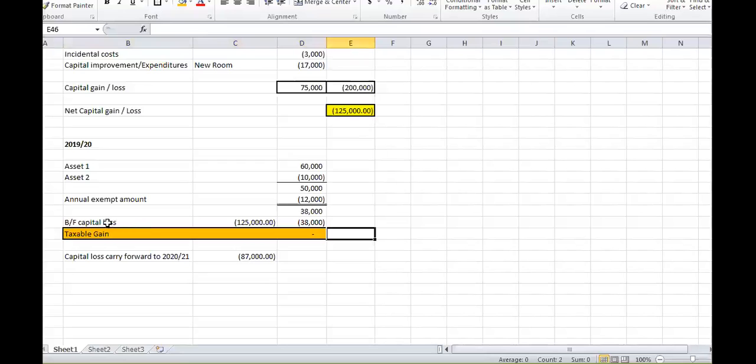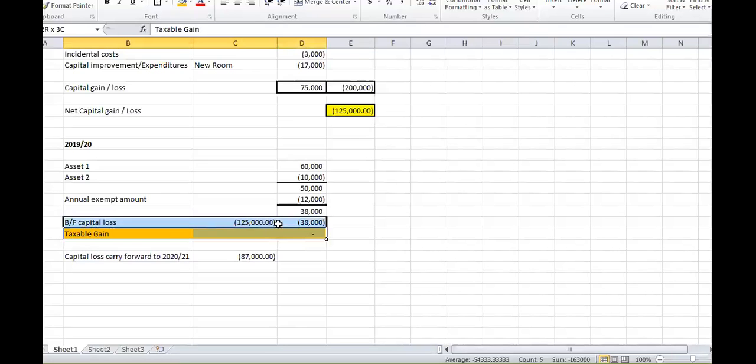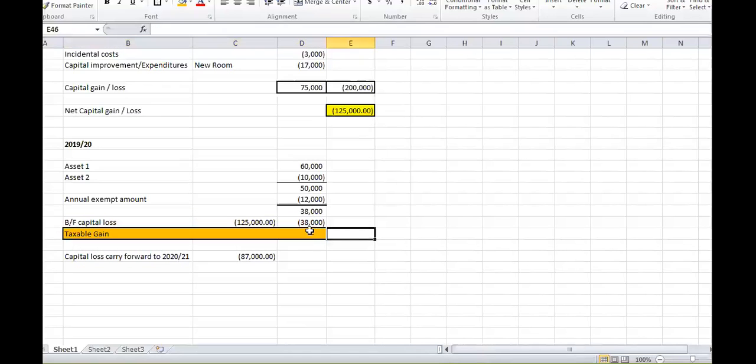So unfortunately, in this example, taxable gain is 0. But if there will be taxable gain over here, we will pay tax on that gain. Students, if you have any questions, you can ask.